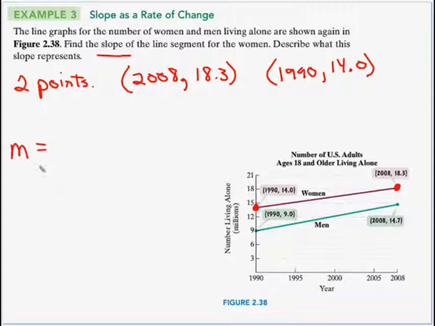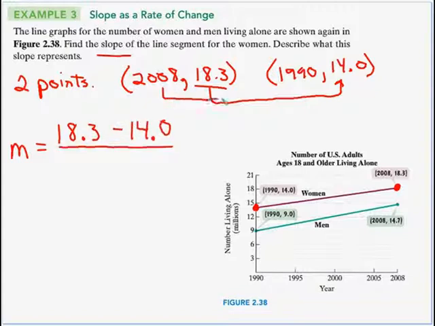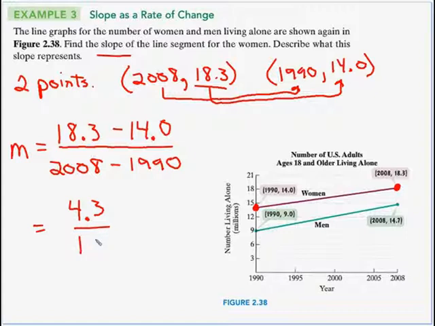So let's find the slope. The numerator is the change in the y-coordinates. This one's bigger, so I'll subtract in this direction. My numerator will be 18.3 minus 14.0. Denominator, remember to subtract in the same direction: 2008 minus 1990. If I subtract my numerator, I get 4.3. And if I subtract my denominator, I get 18.